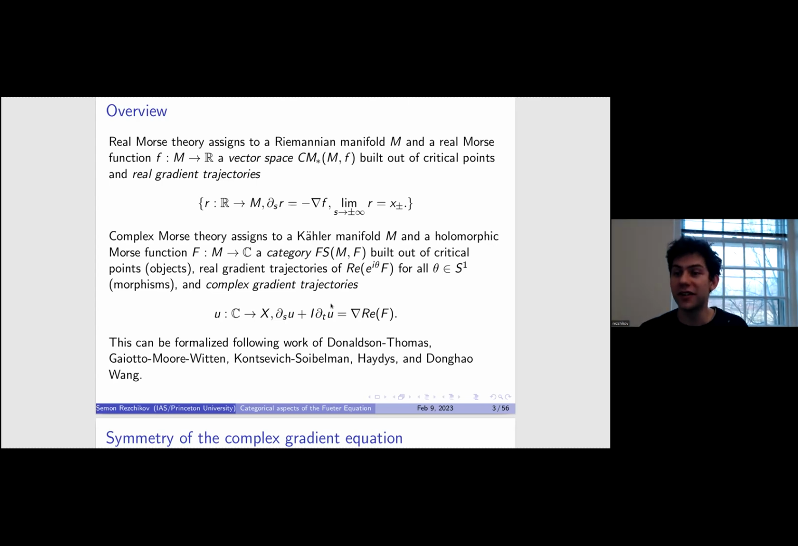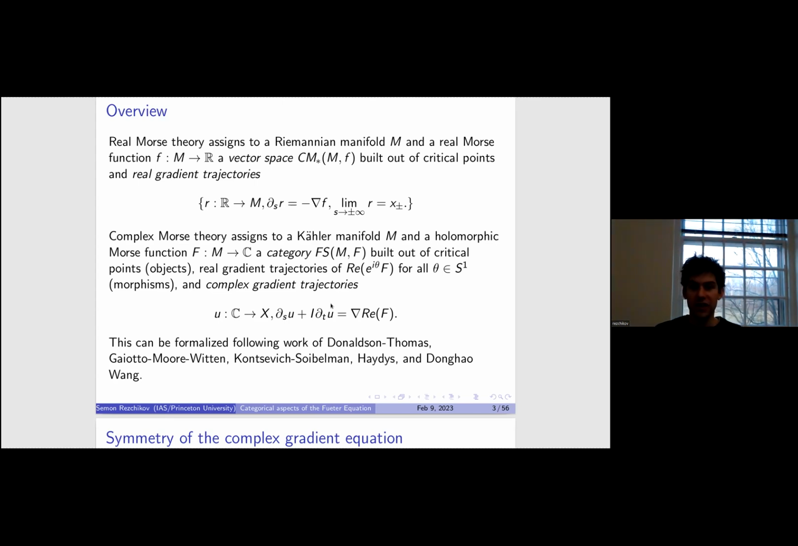So, d of x minus is x plus. And already here, there's a choice, like do you use the gradient flow of f or the gradient flow of minus f? Those two groups are not naturally isomorphic, they're dual to one another. Flipping the Morse function to minus itself is Poincare duality. And there's something similar that happens in the complex setting.